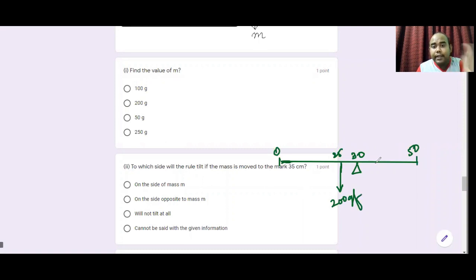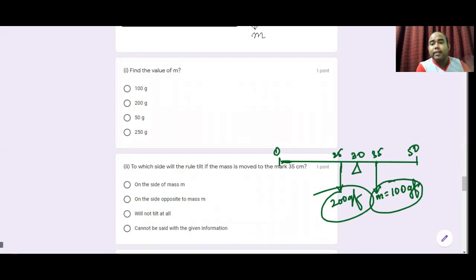Now I have shifted this mass m to 35. So at 35 I have shifted this mass m. The figure is this. You see, at 35 this mass m is being suspended. I have also found the value of this mass m. I am writing 100 gram force because I am expressing it as the weight. I could write 100 gram here too, but more technically gram force is correct because I am talking in terms of weight. There is weight on both sides, here 200 gram force and here 100 gram force.